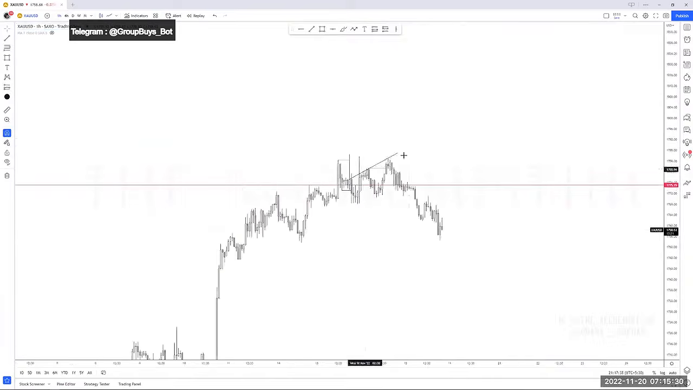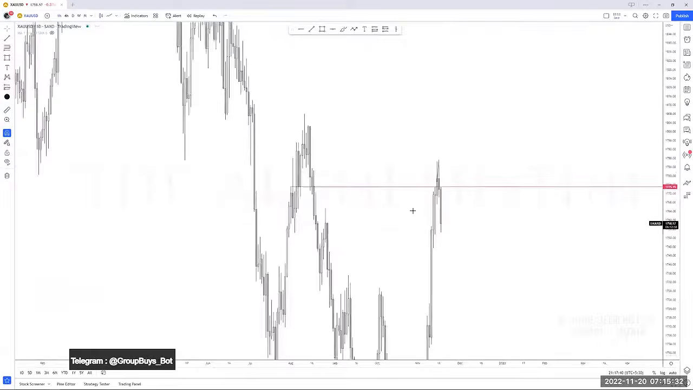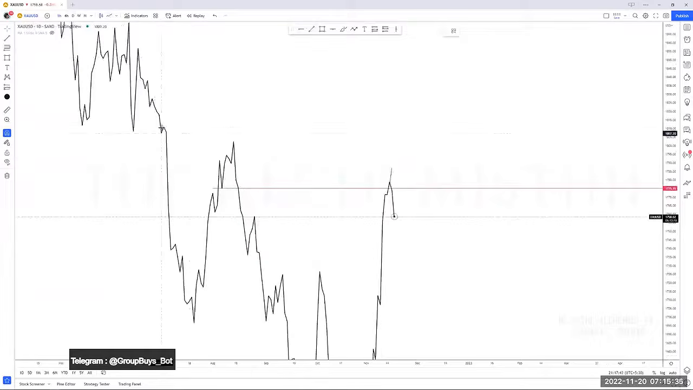And also for here we had two trend lines, because even on the daily we had this daily trend line like this.